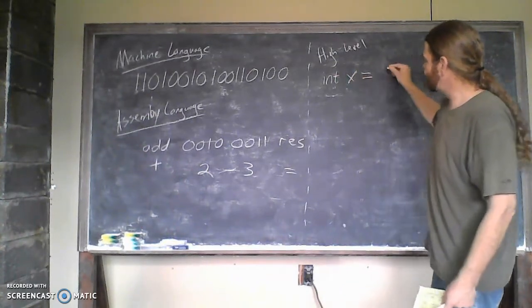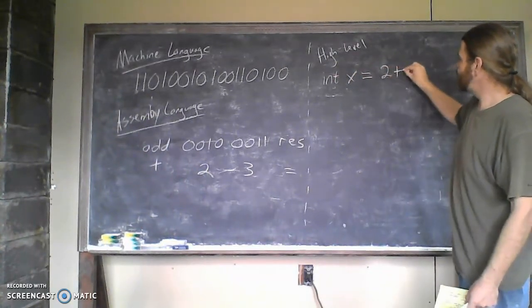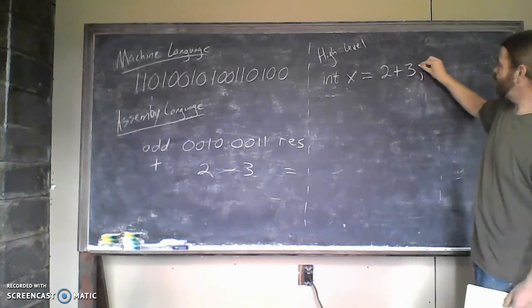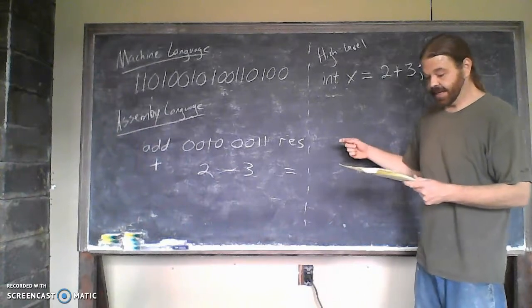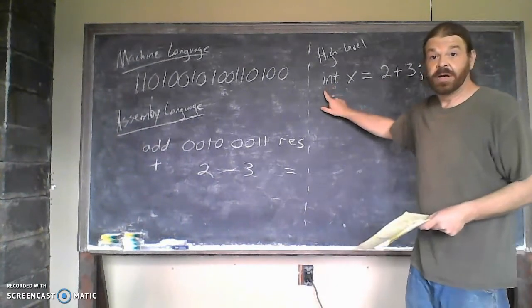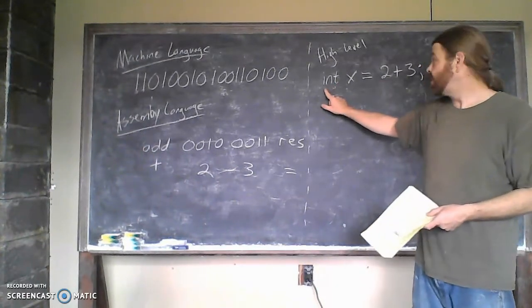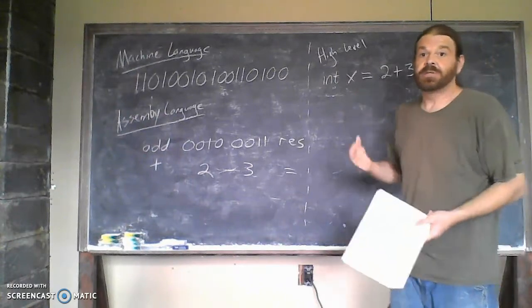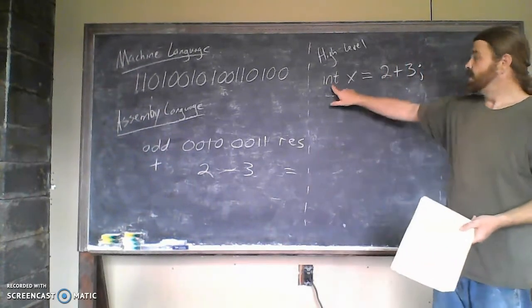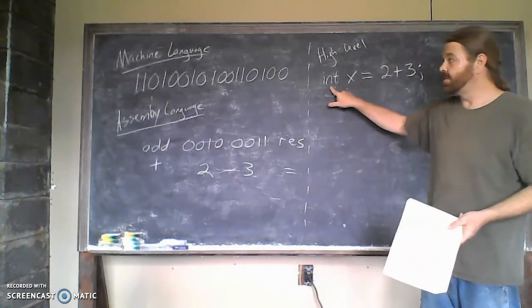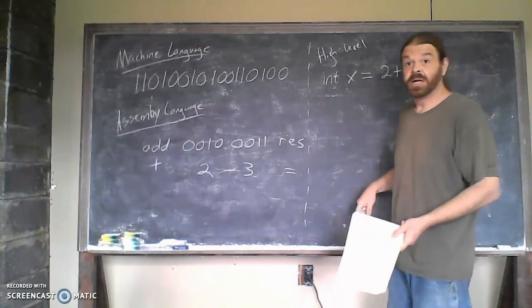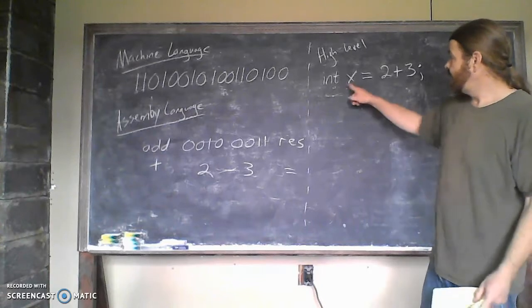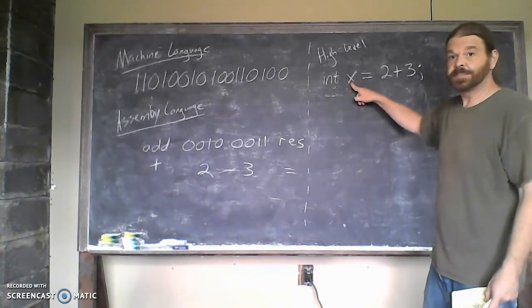X equals 2 plus 3, and I'll put a semicolon here. So what this is saying is the type of thing we have. It says we have an integer. If we add 2 integers, the result's going to be an integer. So it tells the computer to set up enough space in memory to hold an integer. Then we're going to call it x.